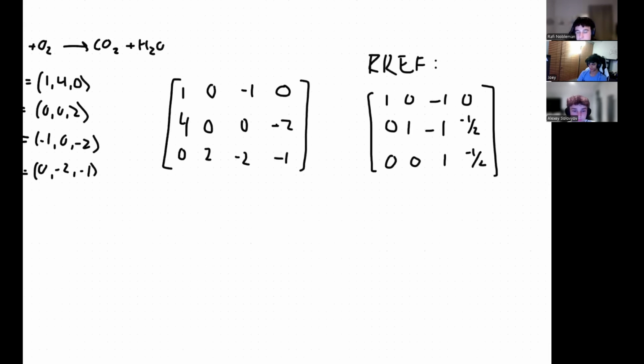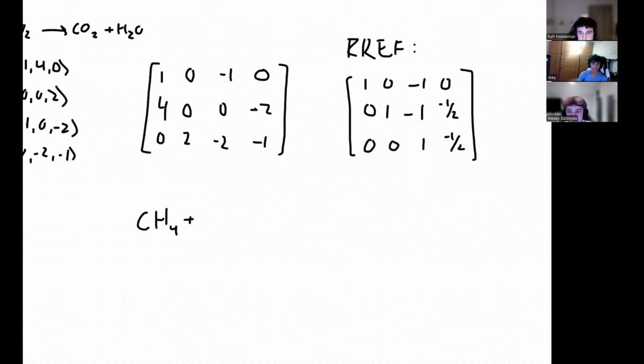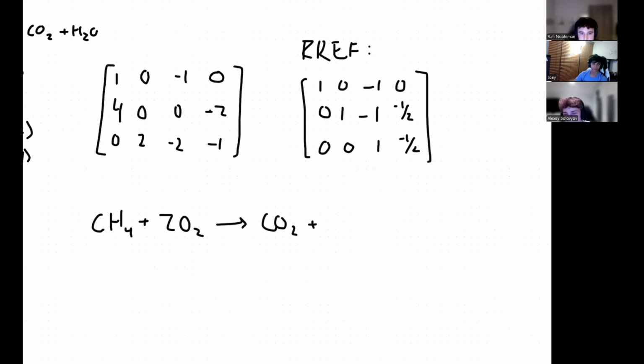And then in the end, once we found every single coefficient, the equation, once balanced, comes out to be 1 CH4 molecule, then two O2 molecules. Then the other side would be 1 CO2 molecule and 2 H2O molecules.